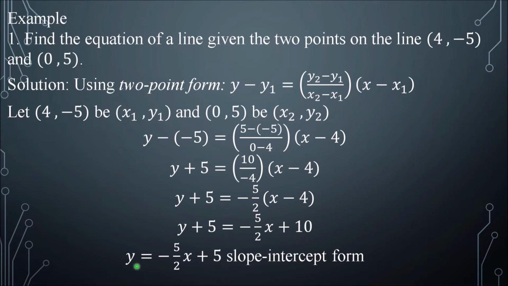And then we have y is equal to -5 halves x, because you need to transfer this 5 to the other side, so it will become -5. Then 10 minus 5 is 5. So as a result, we have this final equation, y is equal to -5 halves x plus 5. And this is in slope-intercept form, wherein the slope is -5 halves and the y-intercept is 5.